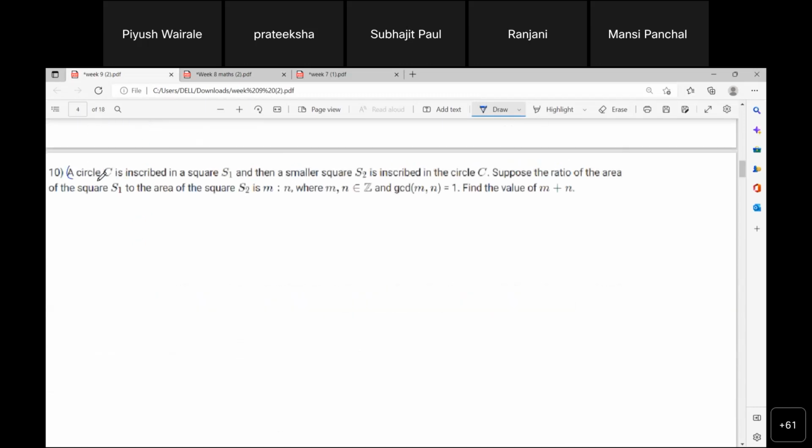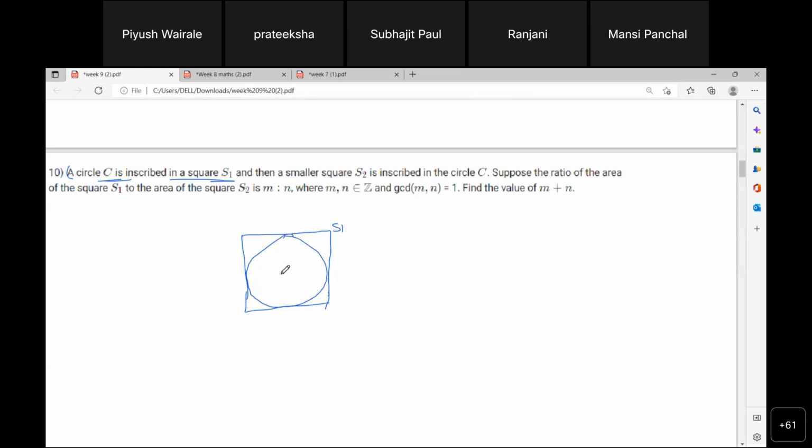A circle C is inscribed in a square S1. There is one square, that is S1, and circle C is inscribed in a square. So this circle C is inscribed in a square S1. And then a smaller square S2 is inscribed in a circle C. This is my C, right? So now the square will be like this. Consider it as a square. This is S2. And suppose the ratio of area of S1 and S2 is m by n, and find out the value of m plus n.